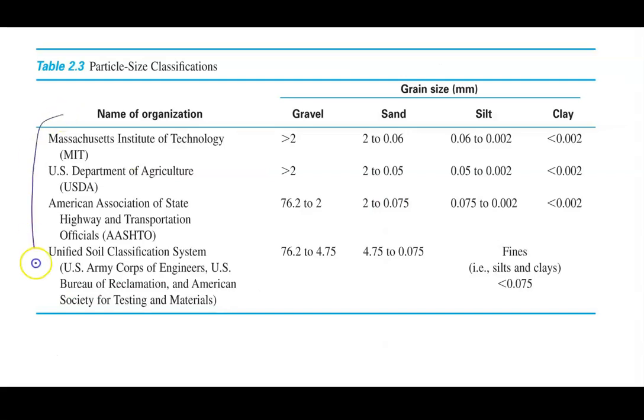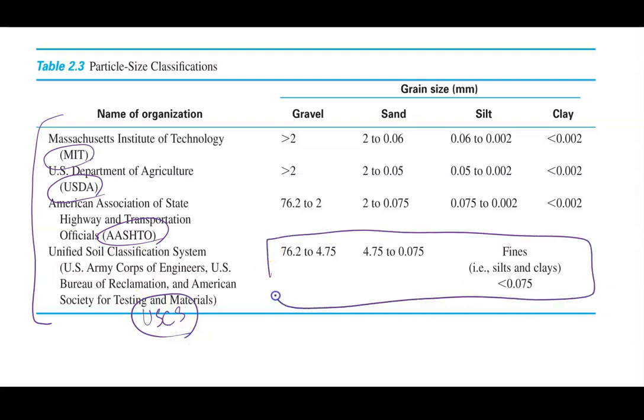In class, we went over particle size classifications provided by 4 different organizations: MIT, USDA, AASHTO, and USCS. So this is the one that we usually use, but other organizations also provide these limits. This is important because these are the limits that you need to use to calculate percentage of gravel, sand, and fines.